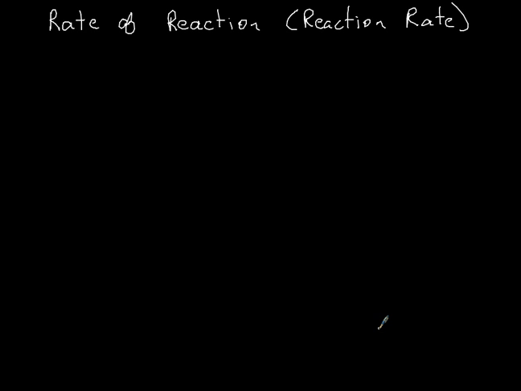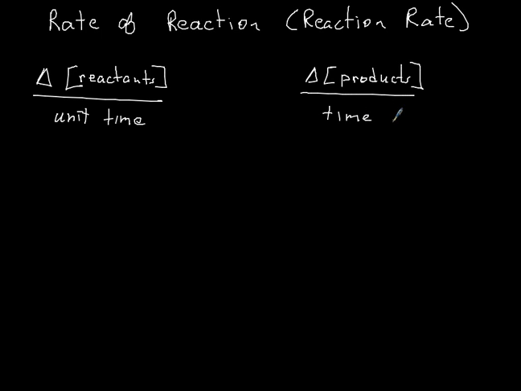What does that mean? In simple terms, a rate of reaction is defined as either a change in the concentration of the reactants per unit time or a change in the concentration of the products per unit time. Either of those can be used to define the reaction rate, since they are going to be related to each other.